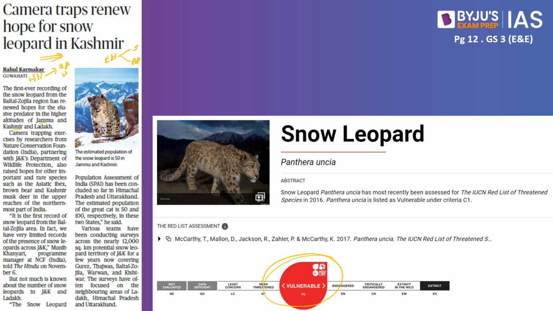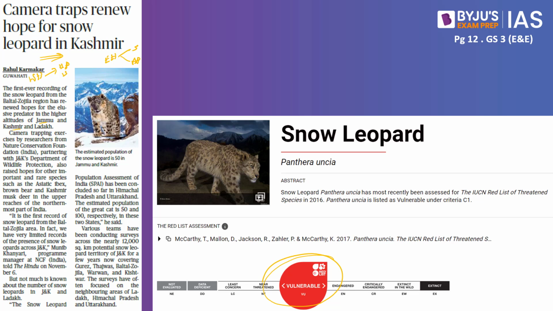Why are the snow leopards important? These snow leopards play a significant role in the environment. They are the top predators. They also indicate the health of the high altitude habitat as well. If the snow leopards thrive, so will countless other species in that particular region. So it is very important when it comes to the environment.